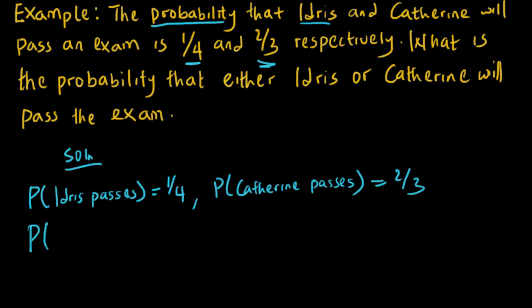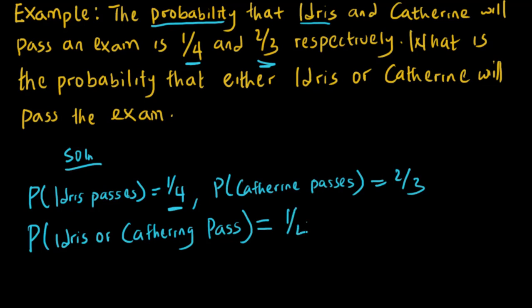So we have probability that Idris or Catherine pass. That will be equal to, what's the probability that Idris will pass? 1/4. OR symbolizes plus. What's the probability that Catherine will pass? 2/3. Do you understand? So probability that Idris or Catherine will pass is probability that Idris will pass plus probability that Catherine will pass. So we find the LCM. LCM of 4 and 3 is 12.